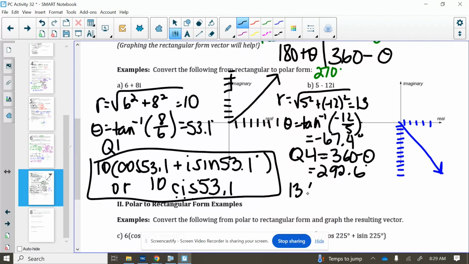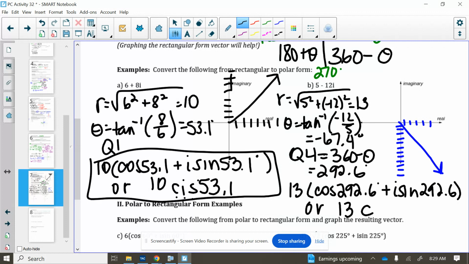So again, you either can write it, you might need to write it long form where we plug in our r and then cosine theta plus i sine theta. Or you might see that represented with cis notation, cosine i sine the 292.6.